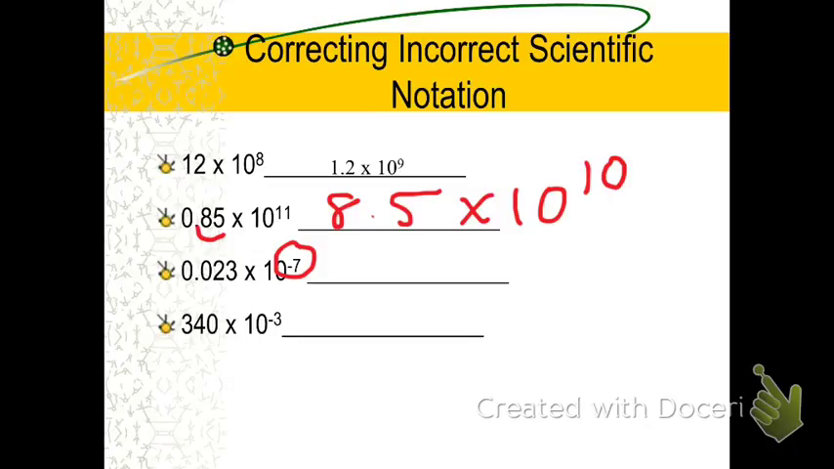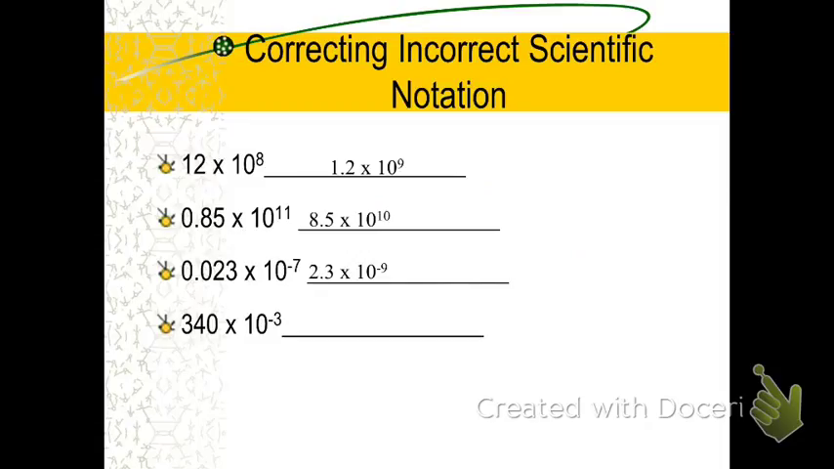So here we're going to make this number bigger by 2 decimal places. So bigger, which means we need to make the exponent smaller by 2 decimal places. So that's going to be -9. So go ahead and pause this and try the very last one for yourself, and we'll check the answers in a second.